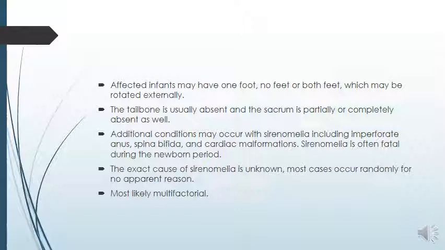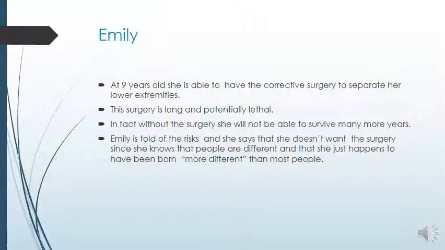The exact cause of this disease is unknown. Most cases occur randomly for no apparent reason. Most are likely multifactorial. At 9 years old, Emily is able to have corrective surgery to separate her lower extremities. The surgery is long and potentially lethal. In fact, without the surgery, she will not be able to survive many more years.